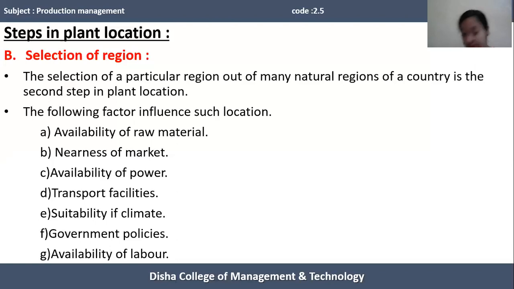So the firm has to identify a location where labor is available and where cheap labor is available. The plant has to identify a particular region. So in the second step, the industrialist will be able to find a particular region out of many natural regions of a country. In the first step, they have to decide where the plant should be located, either in the home country or in a foreign country. In the second step, they can identify a particular region out of many natural regions of the country, a part of the country where the plant should be located.